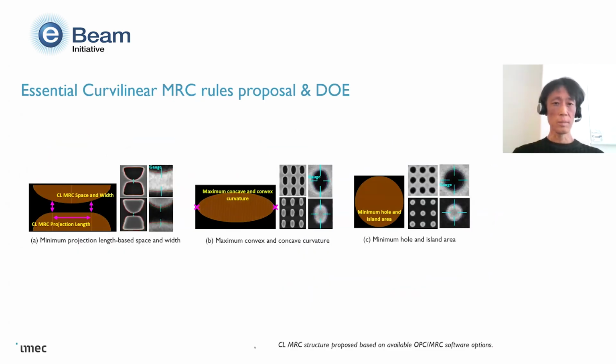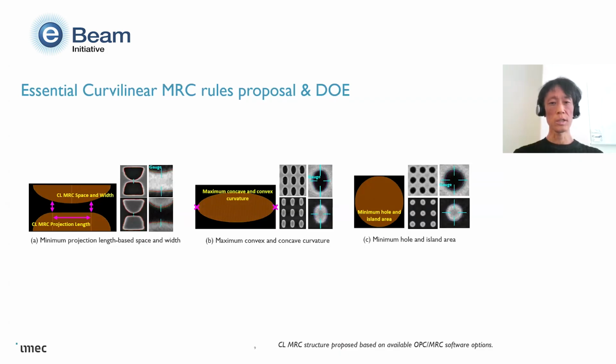So let's move to the mask. For practical mask manufacturing, curvilinear layout requires new mask rule methodologies. Traditional mask rules are primarily designed for the Manhattan geometries and do not fully capture the characteristics of the smooth curvilinear features.